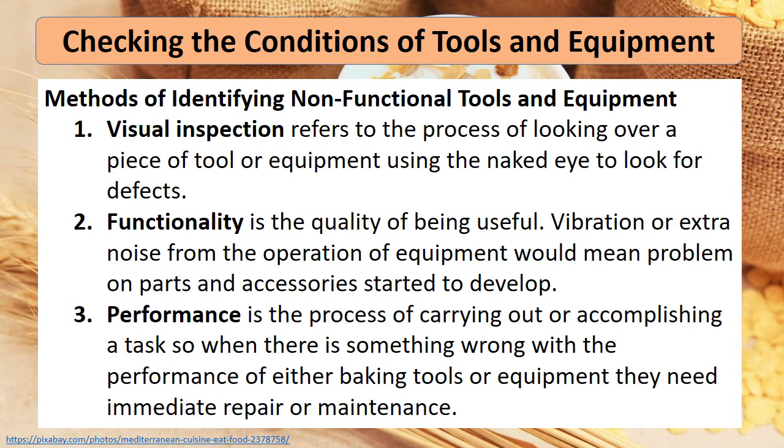Methods of identifying non-functional tools and equipment. First, visual inspection. It refers to the process of looking over a piece of tool or equipment using the naked eye to look for defects. Second, functionality. It is the quality of being useful. Vibration or extra noise from the operation of equipment would mean problems on parts and accessories have started to develop. And third, performance. It is the process of carrying out or accomplishing a task, so when there is something wrong with the performance of either baking tools or equipment, they need immediate repair or maintenance.